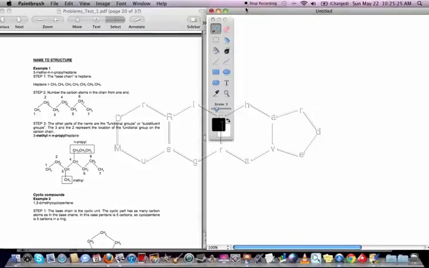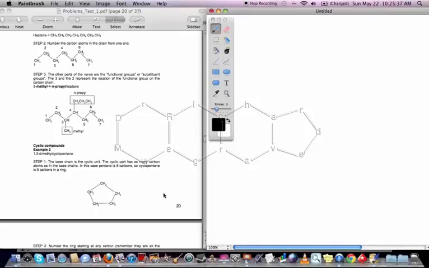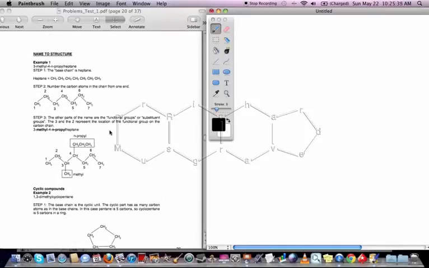This mini lecture is on the naming of alkanes, but first of all we're going to go from how to draw alkanes, going from the name to the structure. You'll find most of this information in your class handout. This is on page 20. Now the first thing we want to do is look at the name and we look at the end. The end of the name has what we call the base chain. This makes up the central part of the compound.